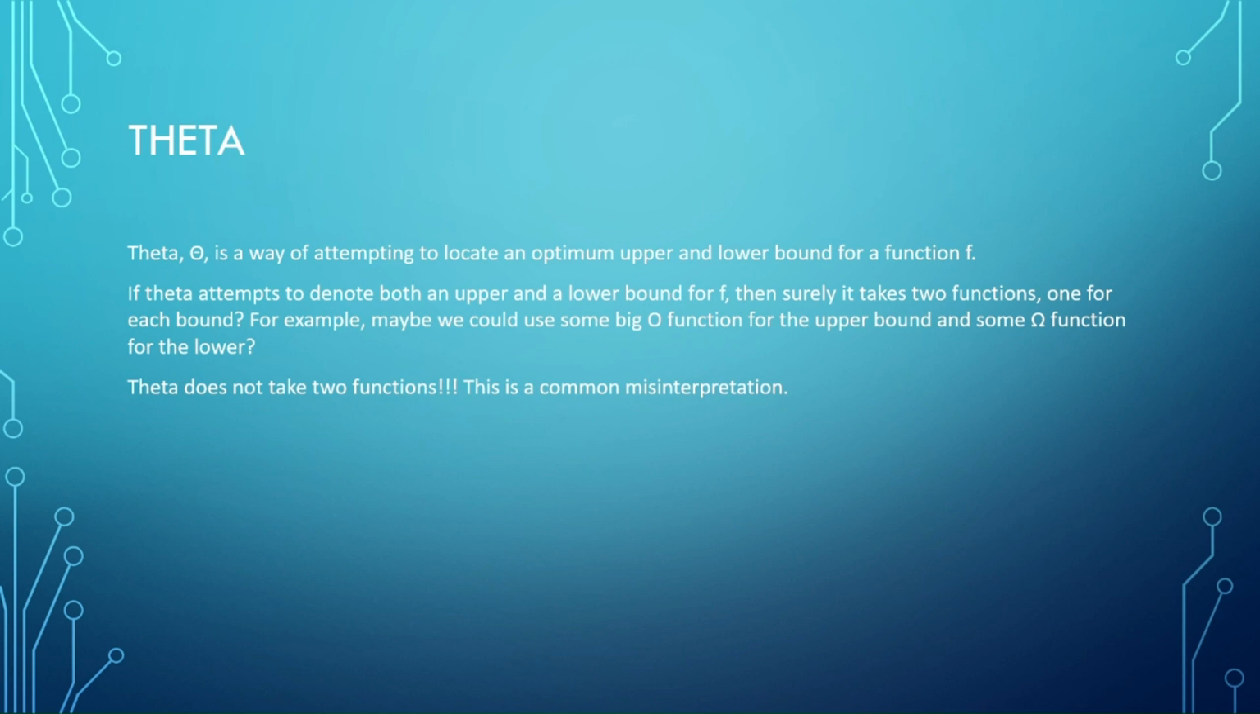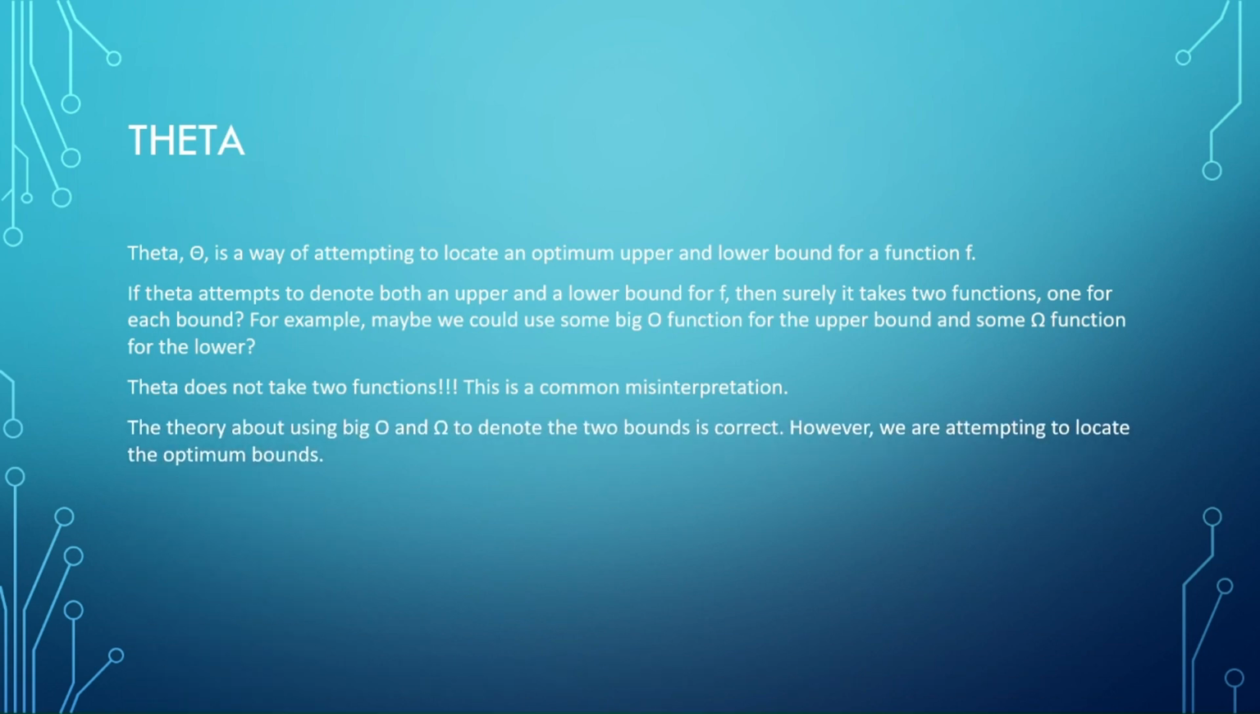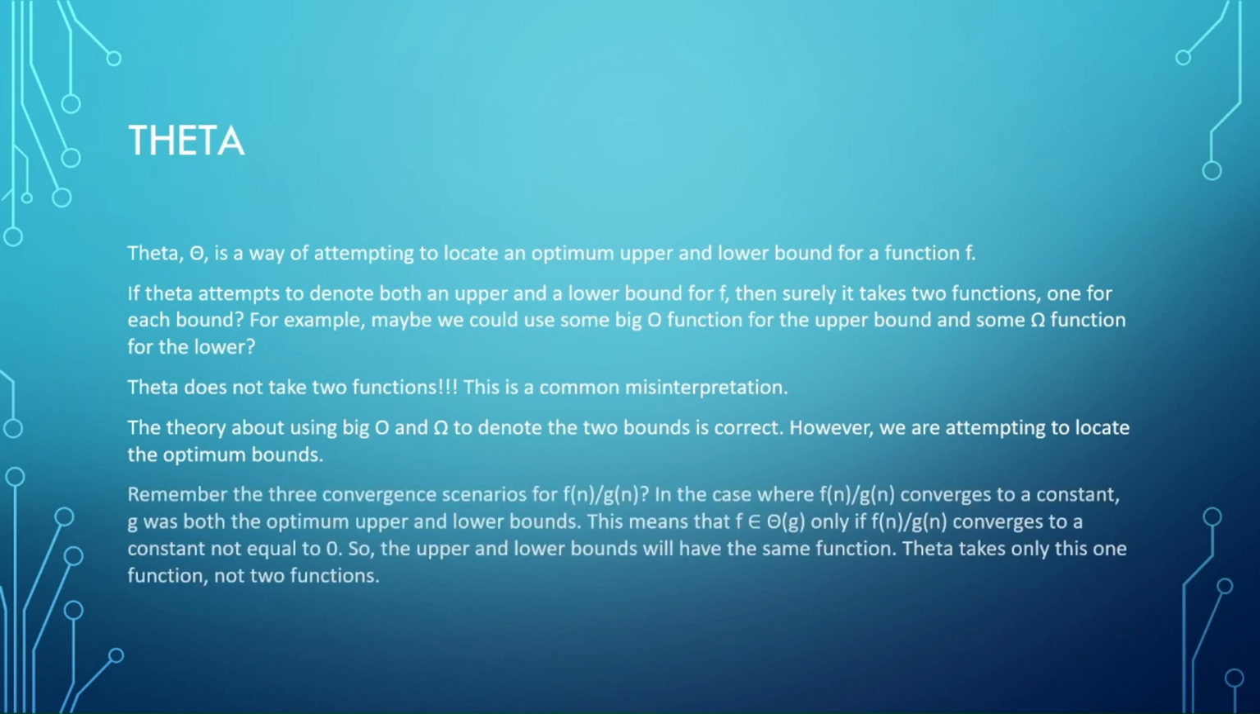It does not take two functions. This is a common misinterpretation. Yes, what you posted in the chat is correct. So the theory about using big O and omega to denote two bounds is correct. However, we're attempting to locate the optimum bounds. Yes, it uses two constants, as you said in the chat.